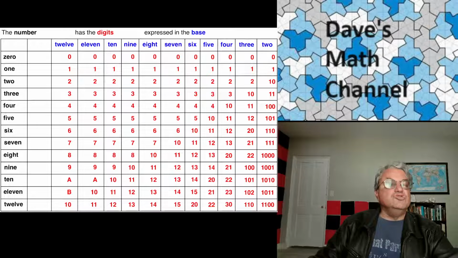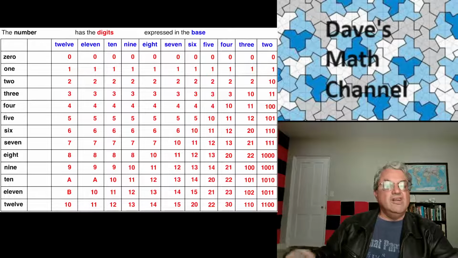Base 12 is also called duodecimal, by the way, and a lot of people really like base 12. I do too. There's even been a lot of proposals to switch to base 12, and I think there are a lot of people that prefer base 12 to base 10. I'll get into that later.